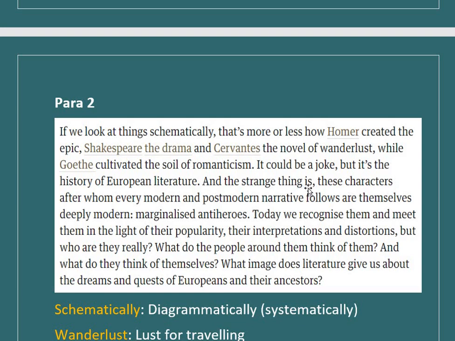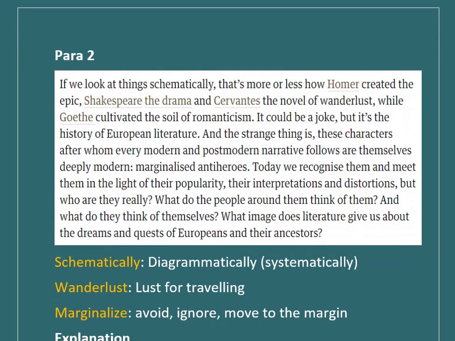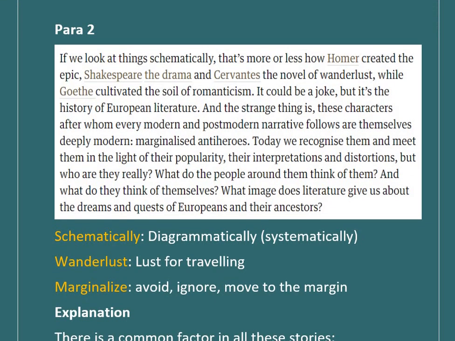And the strange thing is, these characters, after whom every modern and postmodern narrative follows, are themselves deeply modern, marginalized anti-heroes. So there is a common factor that is present in all these characters. Though they belong to very ancient works, these characters are deeply modern, contemporary. They are marginalized anti-heroes. Marginalized means ignored, avoided, moved to the margin. They are not heroes but anti-heroes, who do not have heroic characters.